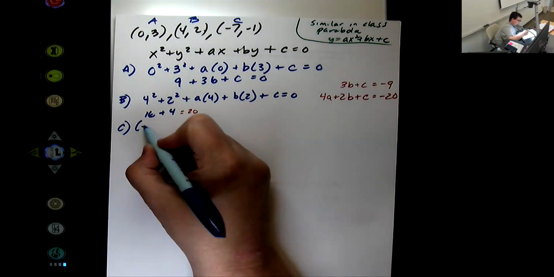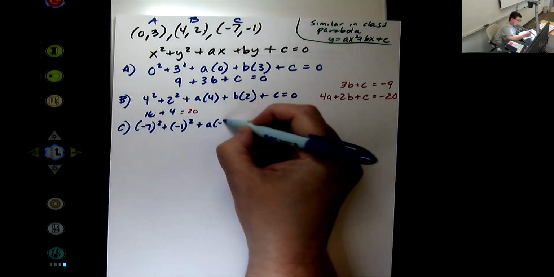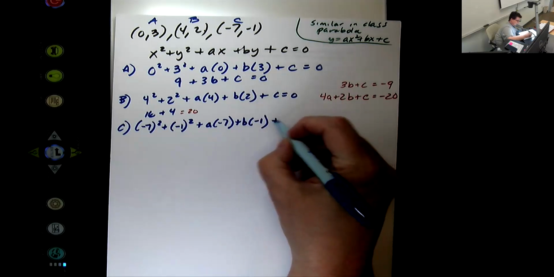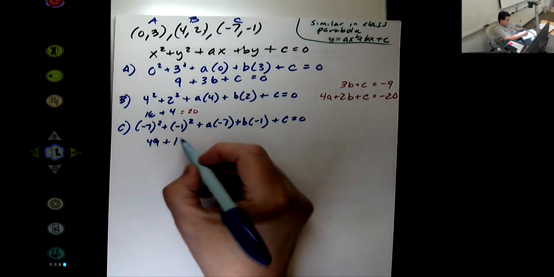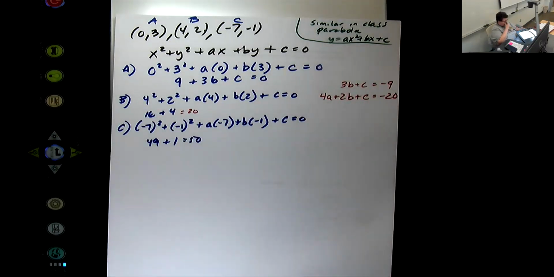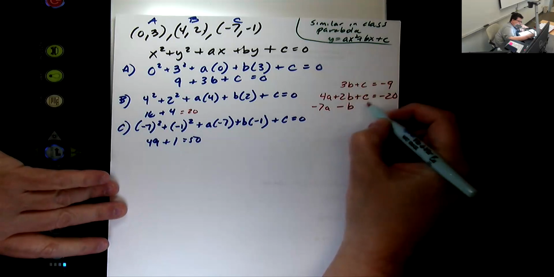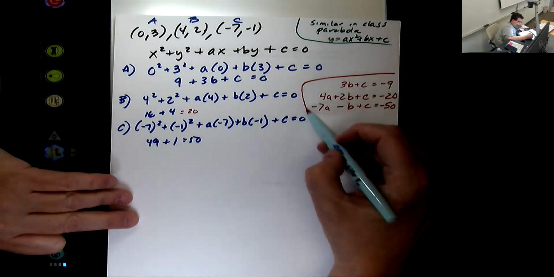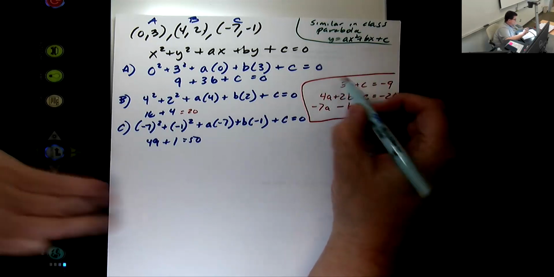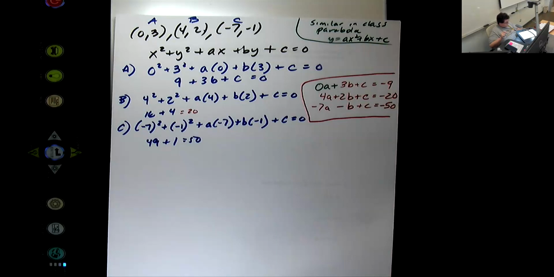For C, we've got negative 7 squared plus negative 1 squared plus a times negative 7 plus b times negative 1 plus c equals 0. So that's 49 plus 1, which is 50. We'll have the same setup here: negative 7a minus b plus c equals, this time I'll subtract 50 over, negative 50. I have 3 equations with 3 unknowns. If I wanted to show it, I could write 0a in the first equation to show that there is another thing going on. So we're solving all 3 equations at once.